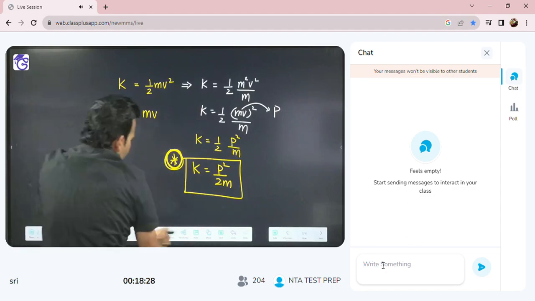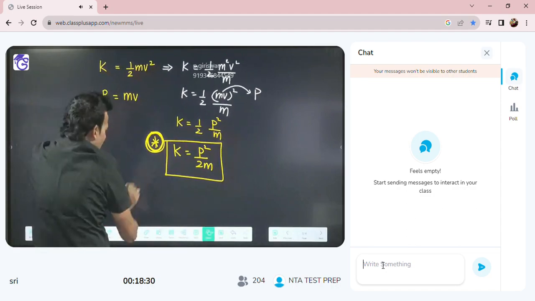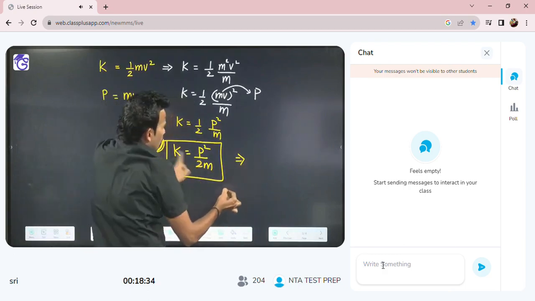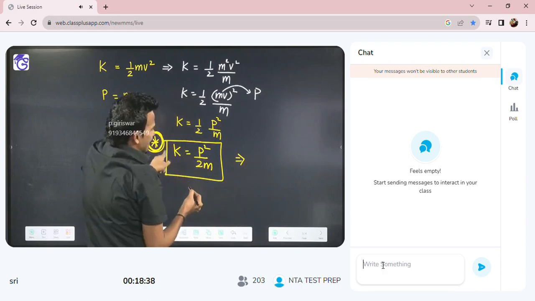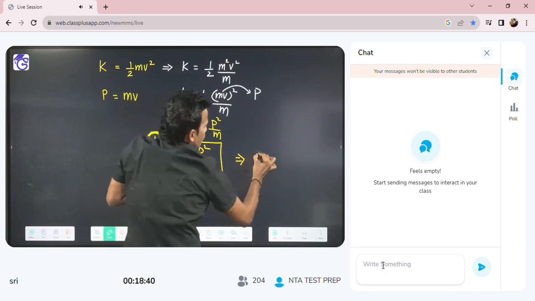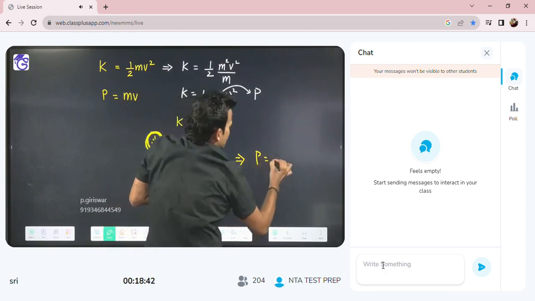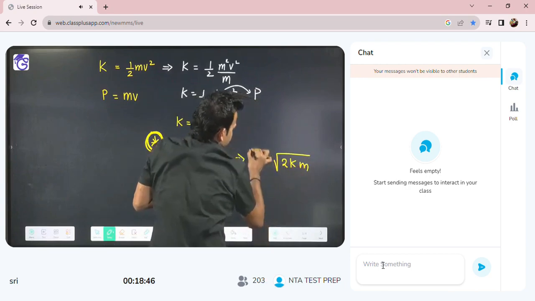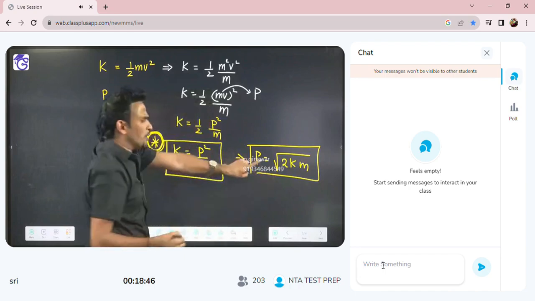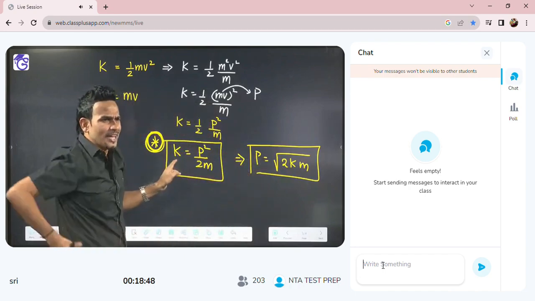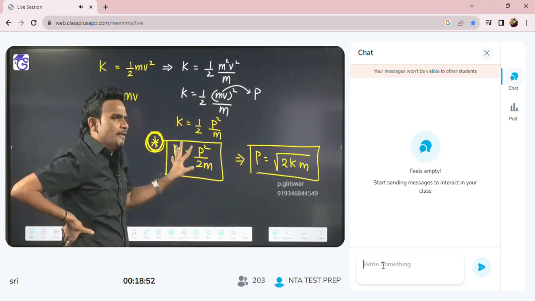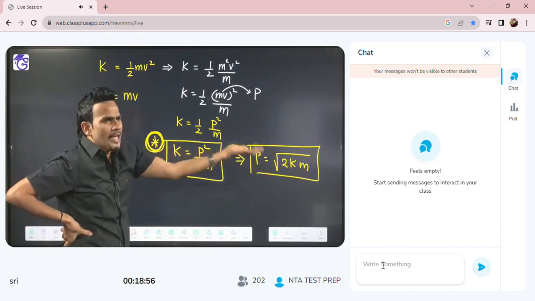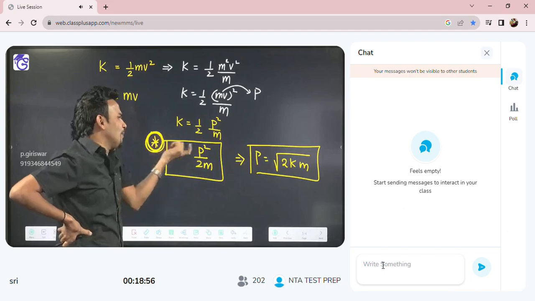Or if kinetic energy is given, you can find momentum also. The reverse relation you can also write: you can send 2m to the other side and take the square root. So P will come as under root of 2km. No need to remember this, only K equals p square by 2m is enough. If they ask about p, it is under root of 2km. If they ask about K, it is p square by 2m.